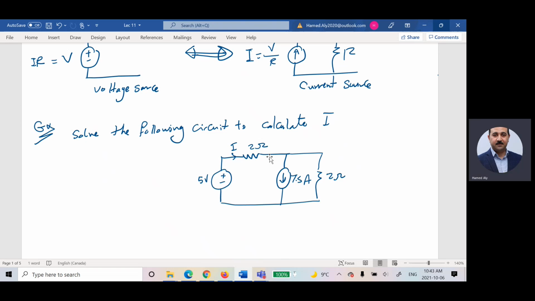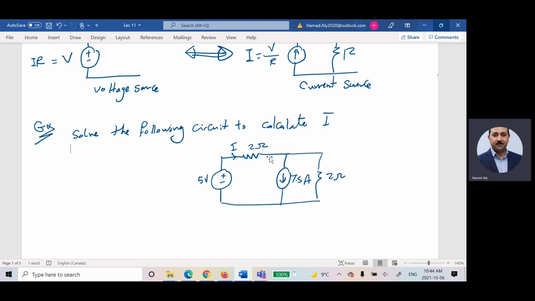Can I use the current divider? The answer is no. Why? Because I don't have two parallel resistors. Can I use the voltage divider? I couldn't, because I'm not seeing any two series resistors to use the voltage divider. Can I find R total? It's hard because I have two different sources. So R total refers to which source?